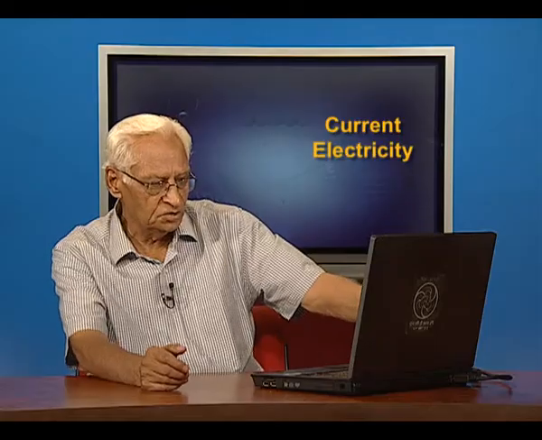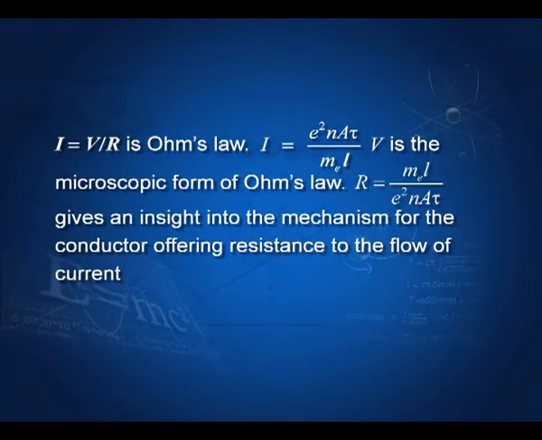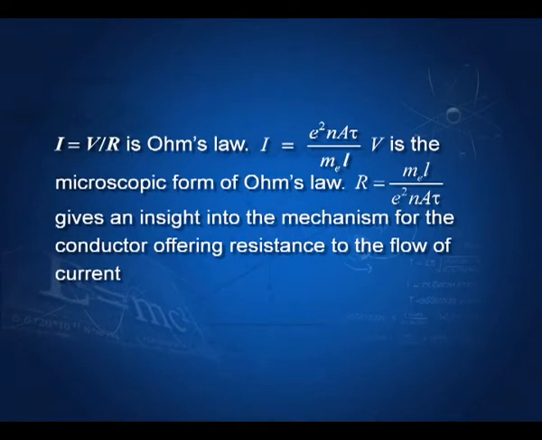And you see two things: R is proportional to the length of the conductor, and it is inversely proportional to the area of cross section of the conductor. And this relation I equal to V by R is known as Ohm's law, you know it very well. And the resistance has this expression. This gives an insight into the mechanism for the conductor offering resistance to the flow of current. The collisions between the electrons and atoms provide the resistance to the flow of current.